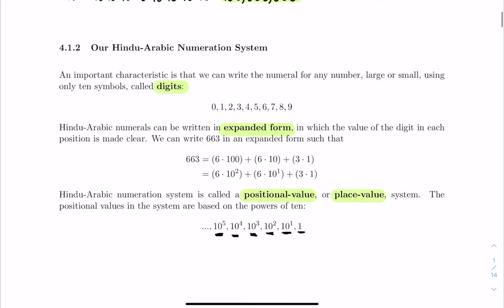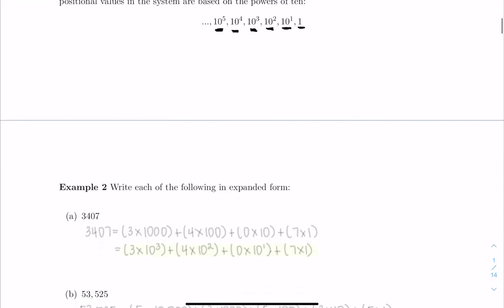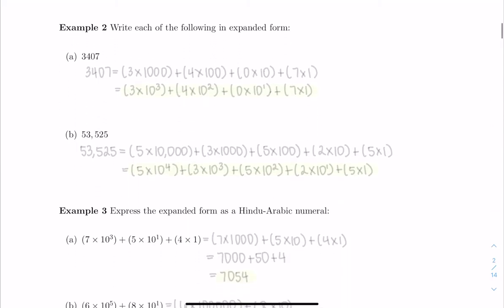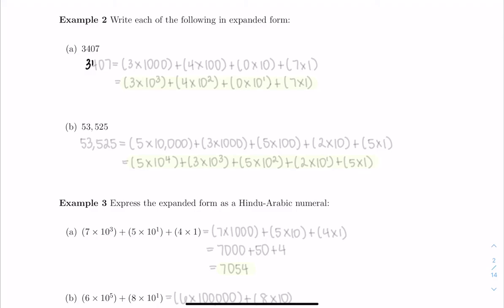So let's go ahead and write each of the following in expanded form. 3,407. Our 3 is in the thousands place, so that's 3 times 1,000. Our 4 is in the hundreds place. Our 0 is in the tens place. And our 7 is in the ones place.